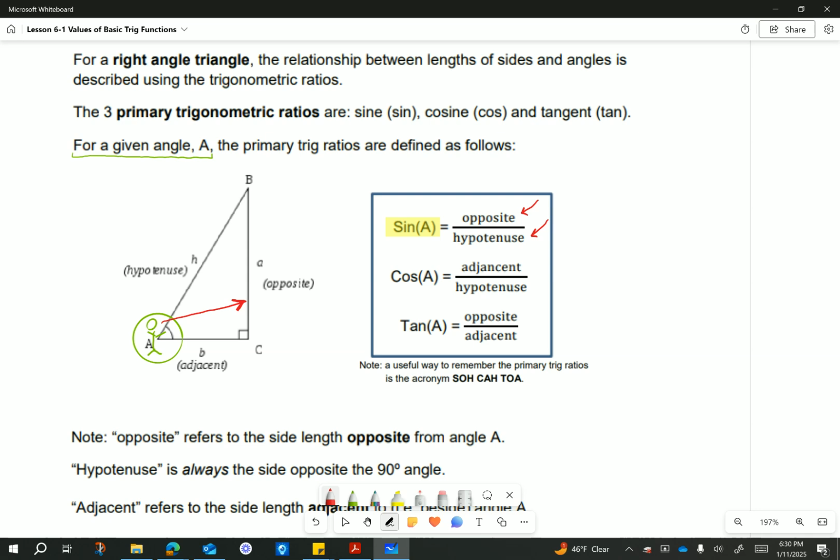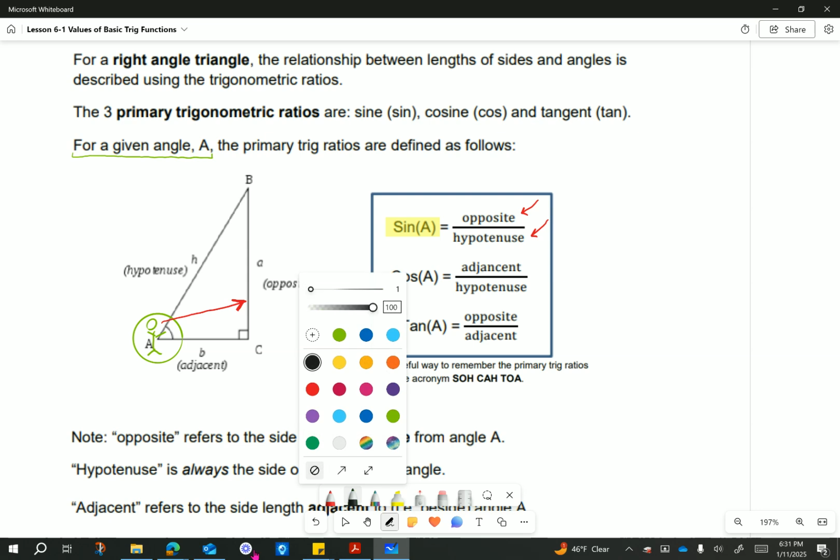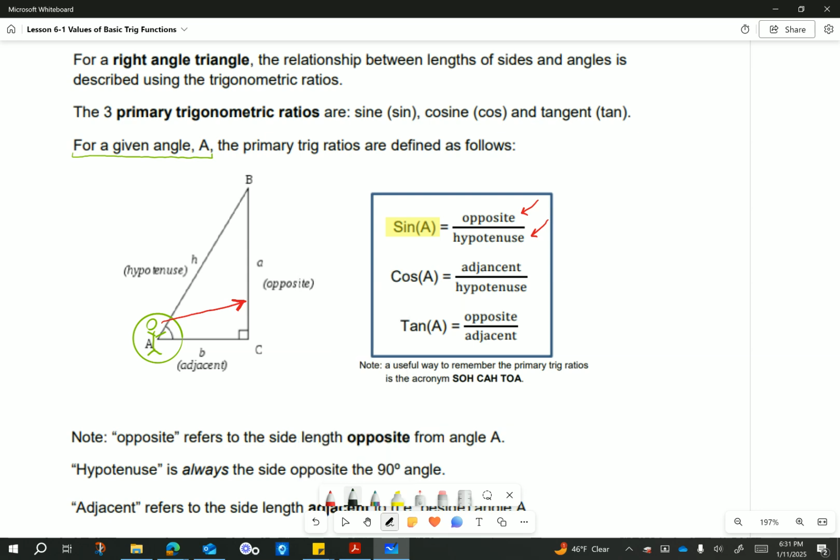What I want you to remember about legs is that legs are always going to be the two side lengths of a right triangle that form the 90-degree angle. So I'm going to make these really bold here. So that and this right here are the legs of this right triangle, because these two legs join to form the 90-degree angle. Okay, so when I ask you to look for the side opposite, it's going to be the leg that is across from you, and then the hypotenuse.